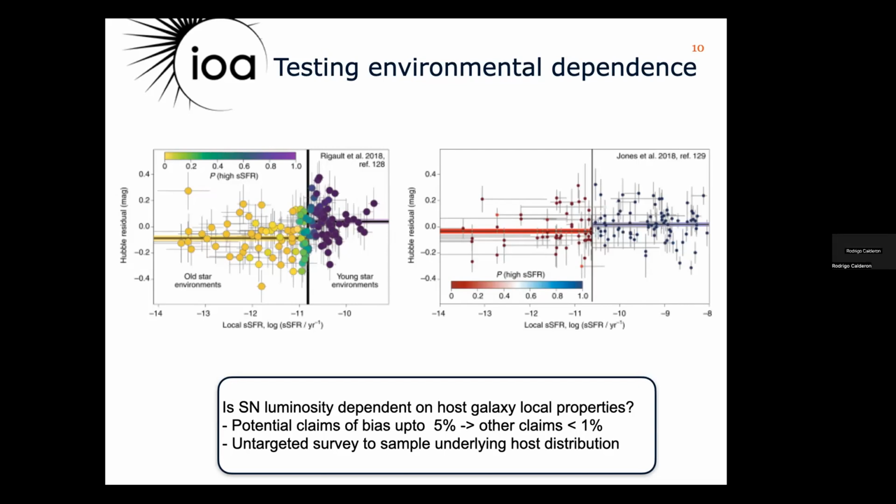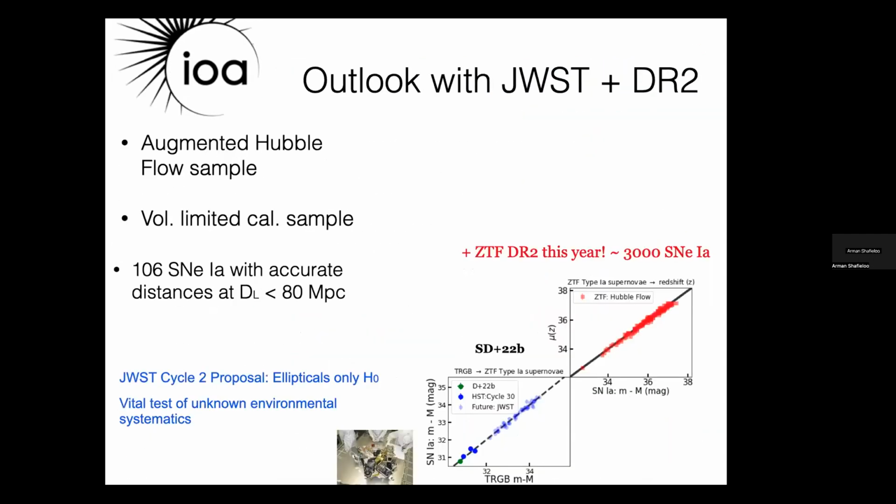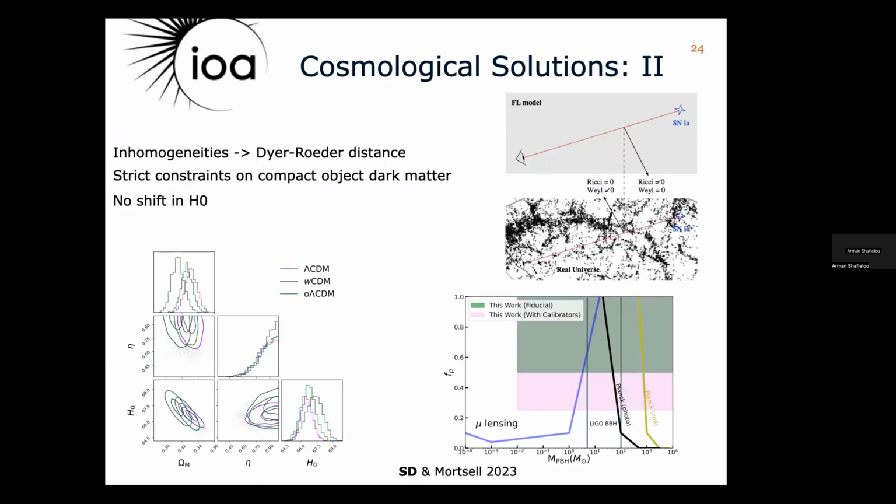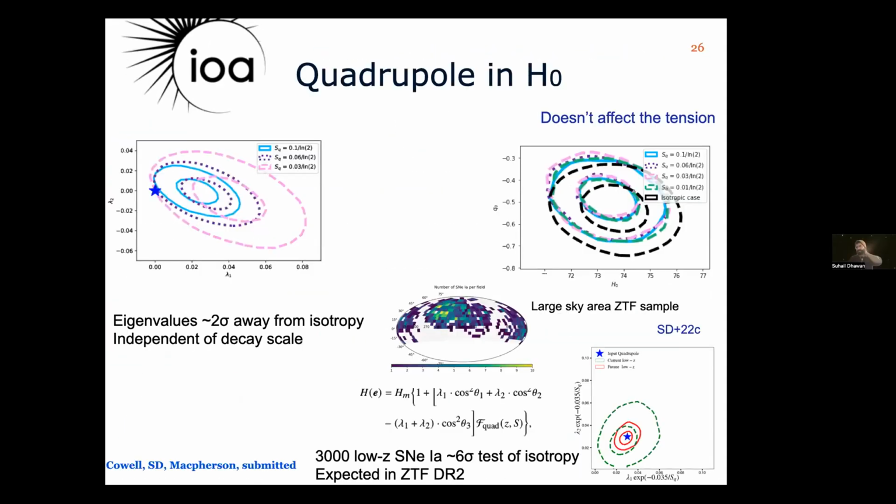Arman? So, okay, can you go back to your isotropy test? Yeah. Okay, so what do you mean by model independent?